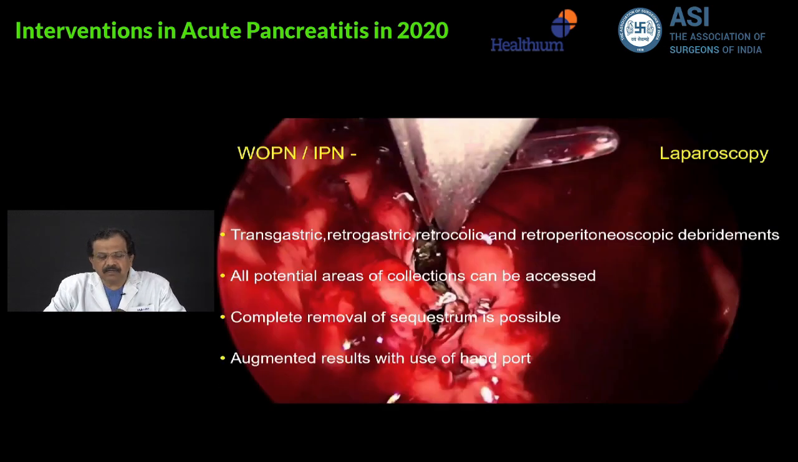Now, when it comes to laparoscopy, it can be transgastric, retrogastric, retrocolic or retroperitoneal scopic debridements that can be done. All potential areas of collection can be accessed through laparoscopy. Complete removal of the sequestrum is possible, and whenever it is not possible with pure laparoscopy, we can augment these results using a hand port.